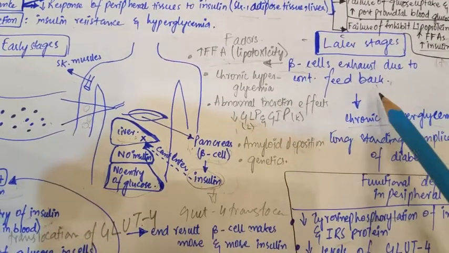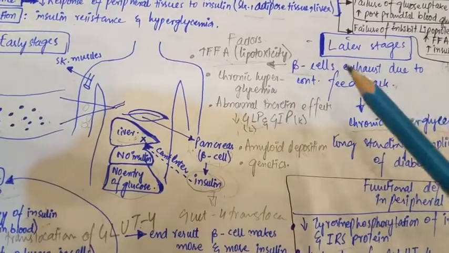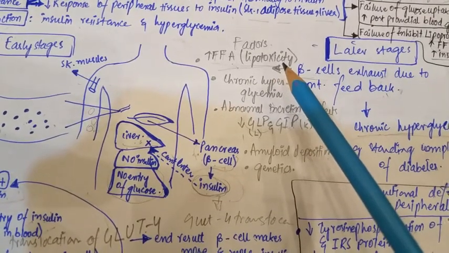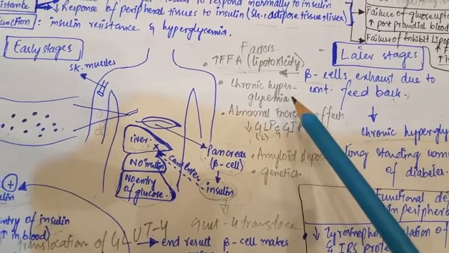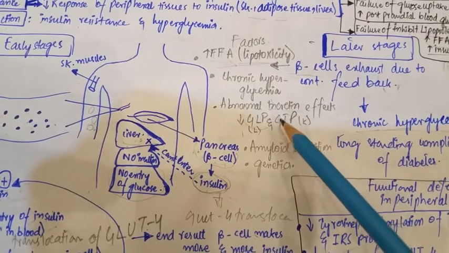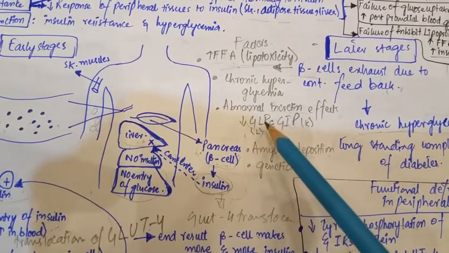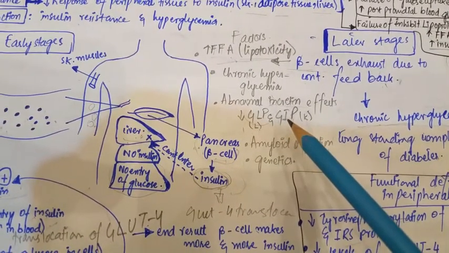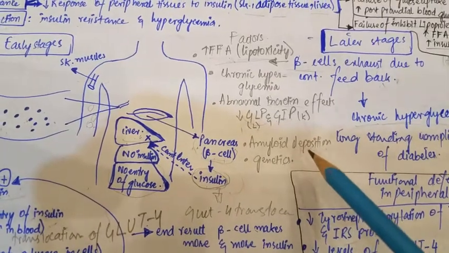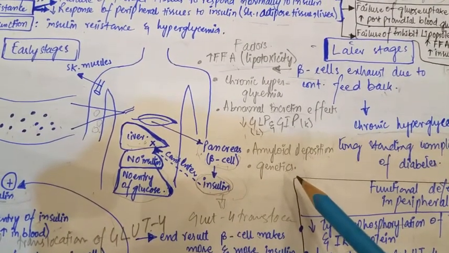What are the additional factors which lead to beta cell dysfunction? Increased free fatty acid lipotoxicity in the blood, chronic hyperglycemia, abnormal incretin effects, GLP and GIP, glucagon-like peptide and glucose-dependent insulinotropic polypeptide, amyloid deposition in the beta cells, and other genetic factors.